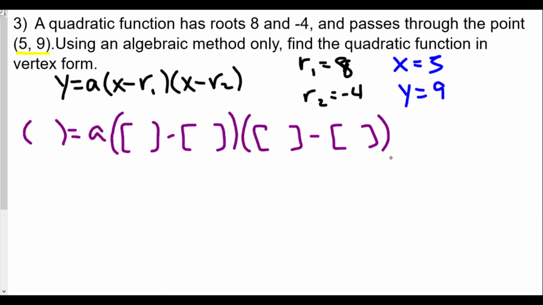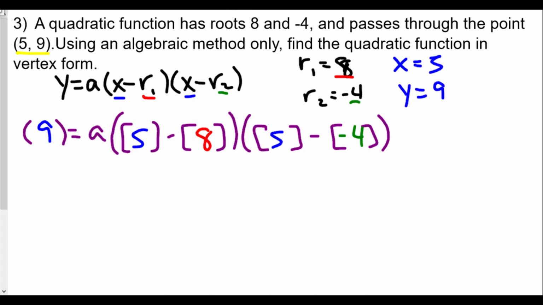So my y value is 9, so I'm going to put 9 here because that's where y is. My x value is 5. The x is noticed in both of the beginning parts of the parentheses, so our value here is 5 and 5. R1 is 8, so that will go in the first one here, right? So that's 8. And R2 is -4, so that goes in the second one here, -4.